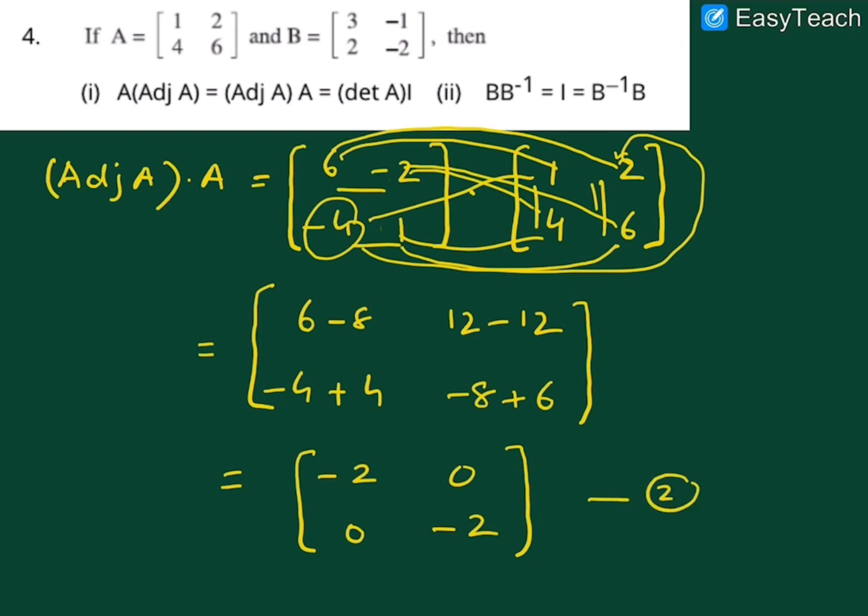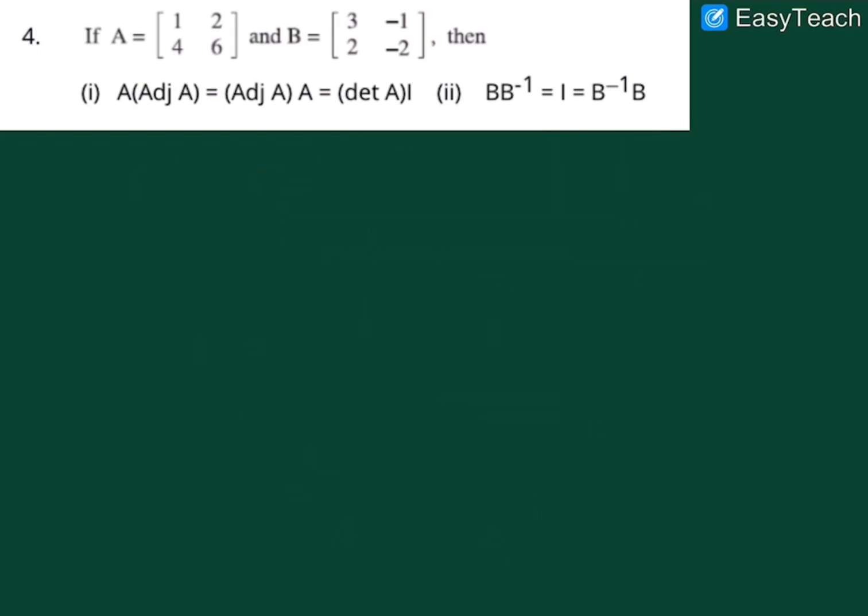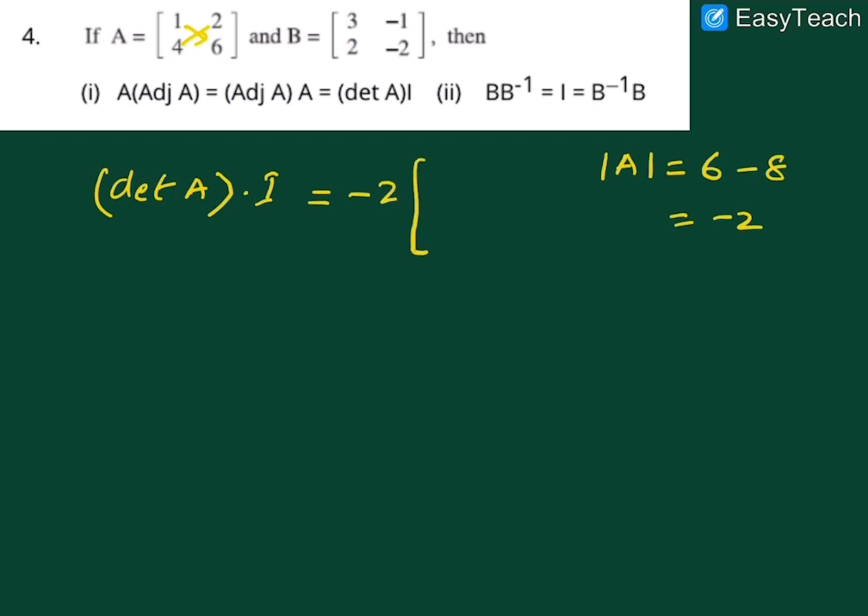Now we need to find the third one: determinant of A multiplied with I. Determinant of A is multiplying with the identity matrix. So what is the determinant of A? Determinant is 6 times 1 is 6, minus 4 times 2 is 8, so we will get -2. -2 is multiplying with I, the identity matrix [1, 0; 0, 1], identity matrix of order 2 by 2. So when you multiply, you will get [-2, 0; 0, -2].